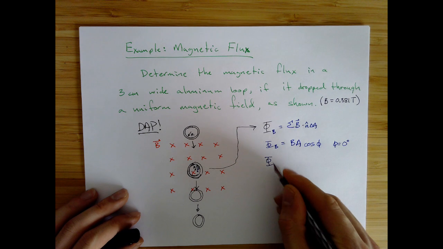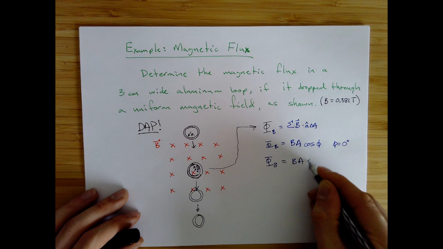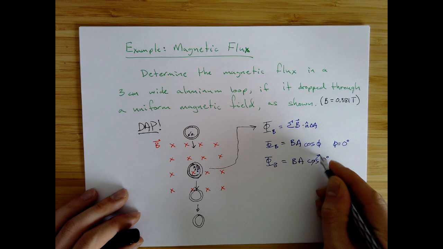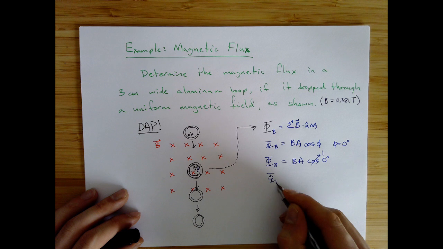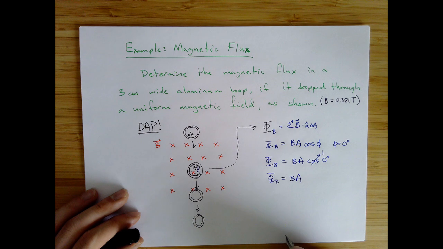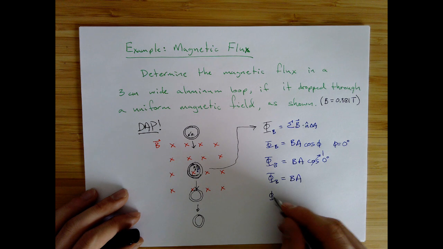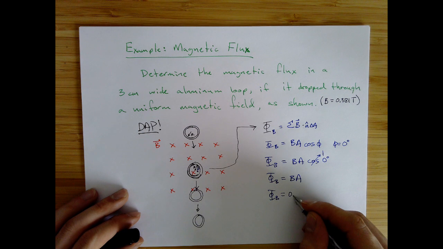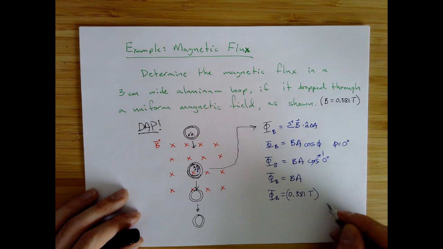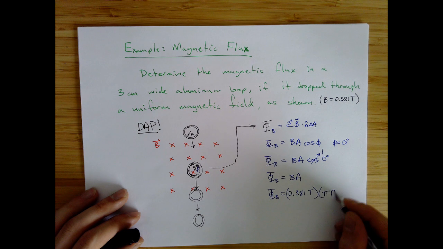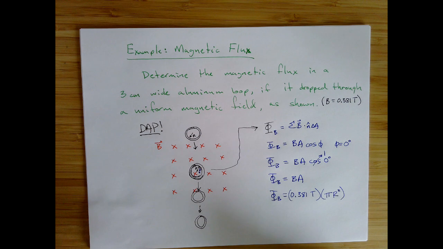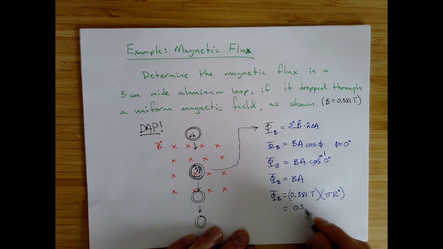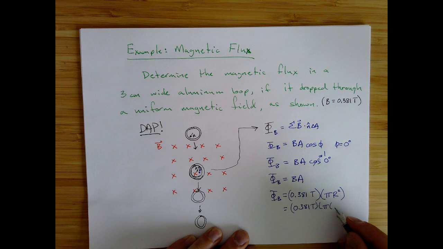So phi b is equal to BA cosine of 0 degrees, but cosine of 0 degrees is 1. So we get phi b equals BA. And so we could solve. Phi b is equal to, B was 0.381 Tesla, and A would be pi r squared. Well, r would be half of the diameter, wouldn't it? So we could solve by substituting in for r. And r would be 1.5 centimeters, or 0.015 meters, squared.